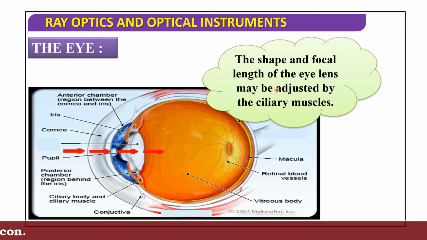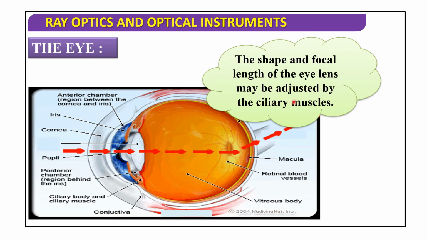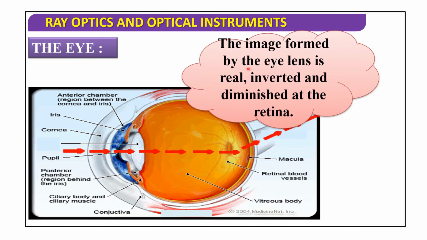The shape and focal length of the eye lens may be adjusted by ciliary muscles. So ciliary muscles adjust the shape and focal length of the eye lens. This is known as accommodation. The image formed by the eye lens is real, inverted and diminished at the retina. So the image forms on the retina, and that image is real, inverted and diminished.